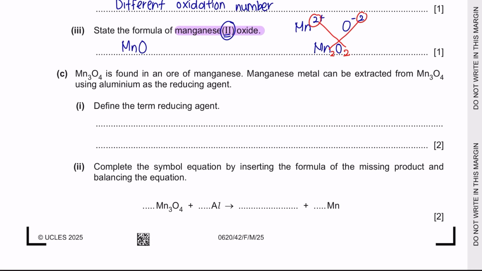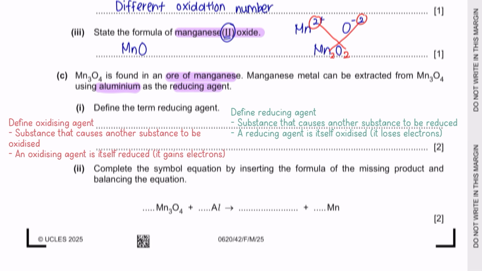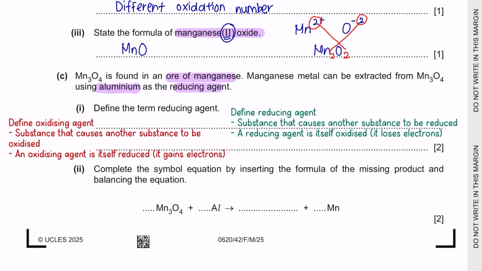Next, question C. Manganese oxide is found in an ore of manganese. Manganese metal can be extracted from manganese oxide using aluminium as the reducing agent. Part 1. Define the term reducing agent. Here's the definition for both oxidizing agent and reducing agent that you should know of. Next, part 2. Complete the symbol equation by inserting the formula of the missing product and balancing the equation.